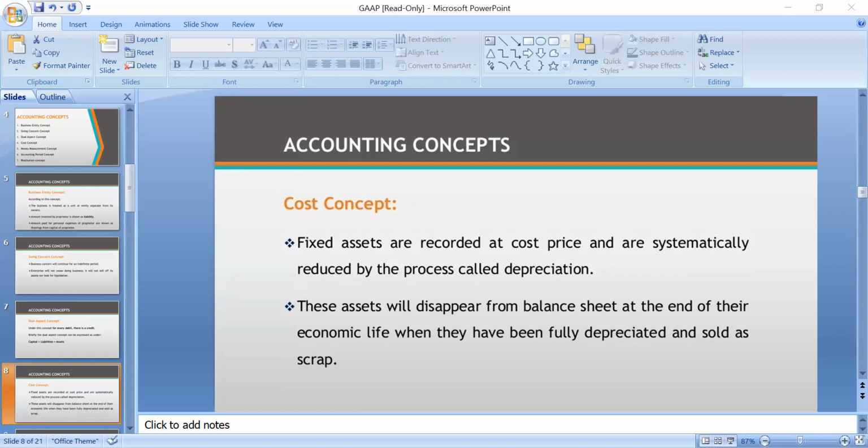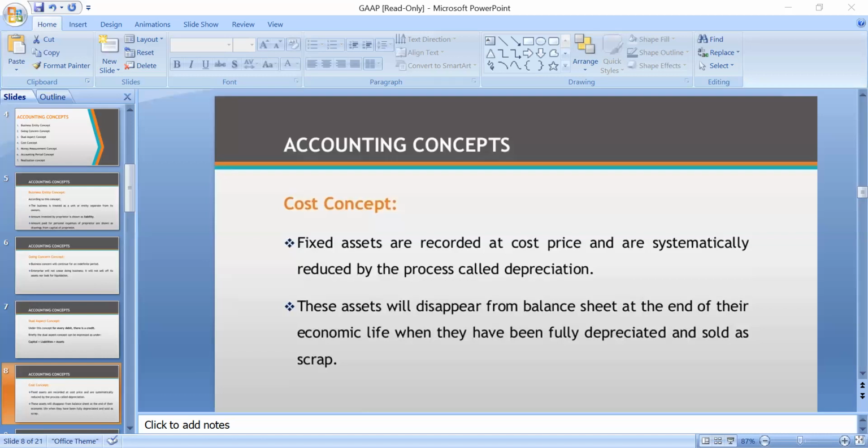As per this concept, assets need to be recorded at the cost price. The market value of an asset cannot be recorded. Must remember, assets need to be recorded at the cost price. We ignore the market value of an asset. Assets are not recorded at market value according to this concept. You are thinking, what's the logic behind it?